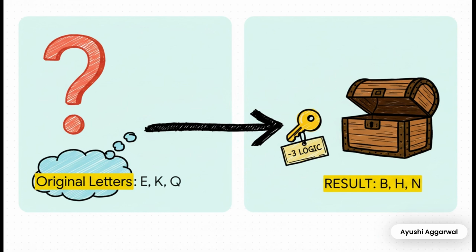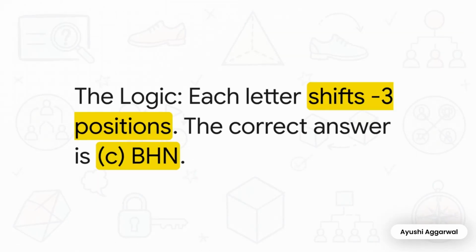K is the 11th letter. 11 minus 3 is 8, which is H. And Q is the 17th letter. 17 minus 3 is 14, which is N. So our answer is BHN. Easy peasy. So, there you have it.